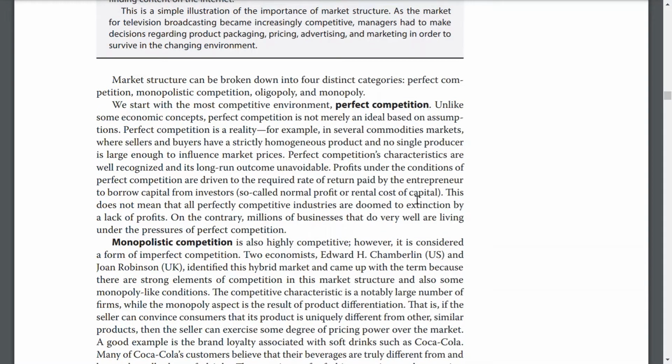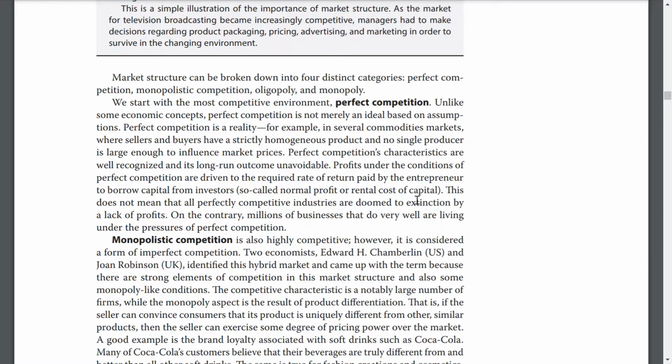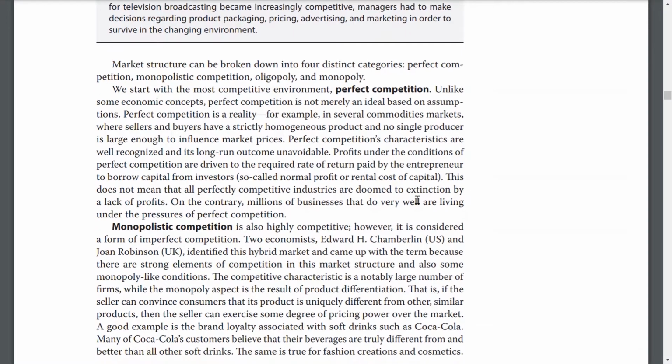We start with the most competitive environment, perfect competition. Unlike some economic concepts, perfect competition is not merely an ideal based on assumptions. Perfect competition is a reality. For example, it serves commodities markets, where sellers and buyers have a strictly homogeneous product and no single producer is large enough to influence market price.